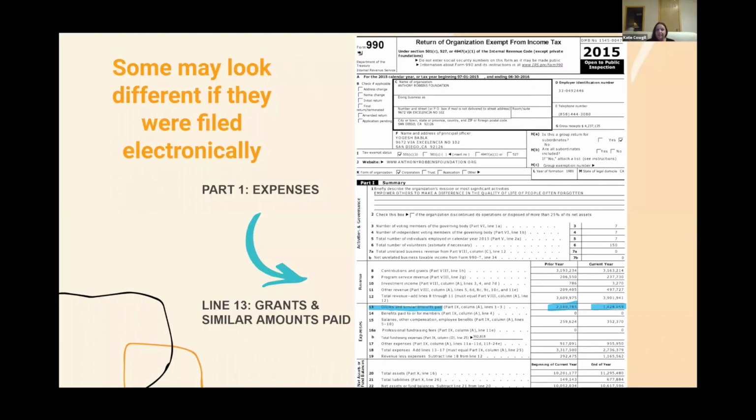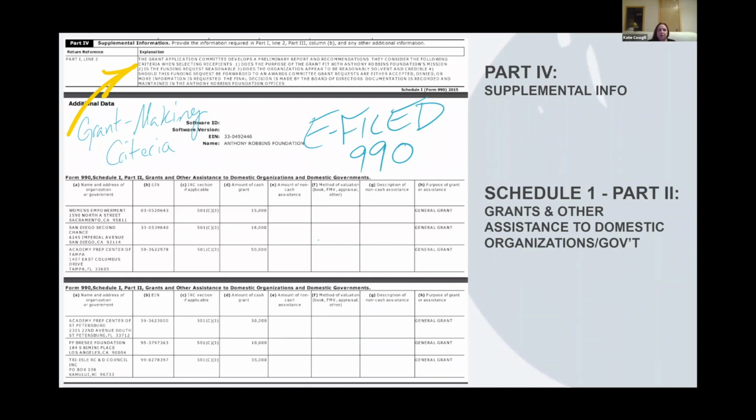So finally, this is what an e-file application looks like from my experience. It's fairly similar, and once you get the hang of it, you'll be able to peruse through these just as quickly, but the line numbers are different. On an e-file, it's actually part 1, line 13. And you're going to be going to part 4 of supplemental information, which is schedule 1.